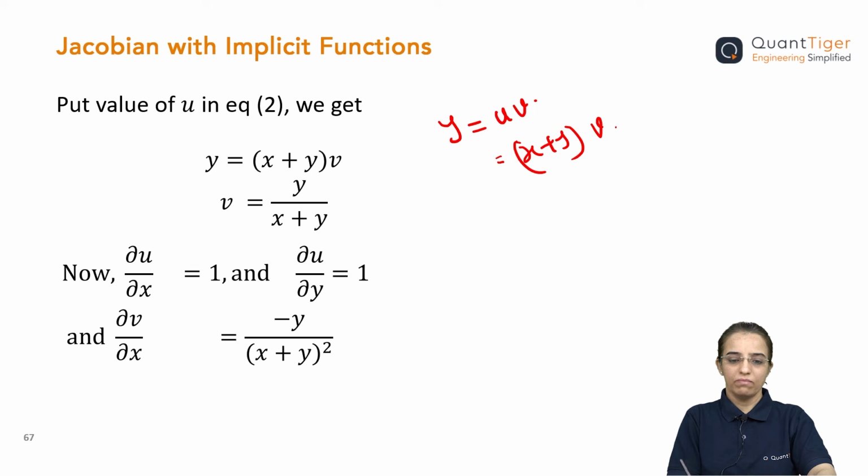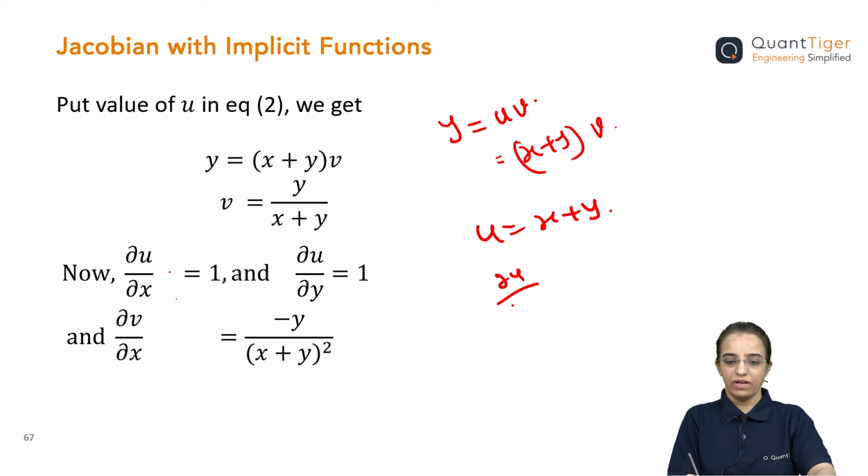So this is how, by keeping that, I got the value of v. Now we got the value of u and we got the value of v also. So what we can do is find del u by del x and del u by del y also, and substitute in the determinant. If you differentiate this del u by del x, u's value we got in the previous step, we got u's value as x plus y.